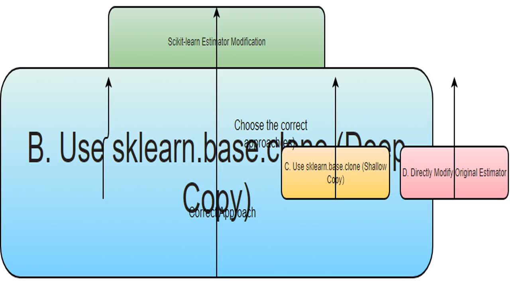I'll use the Sklearn base clone function to make a perfect copy of my decision tree classifier. It creates a totally separate copy. Changes to this copy won't affect the original. Think of it like photocopying a document. You have two identical documents.